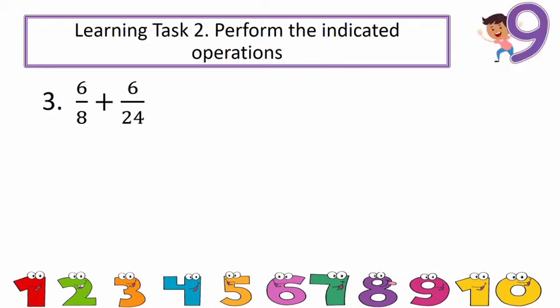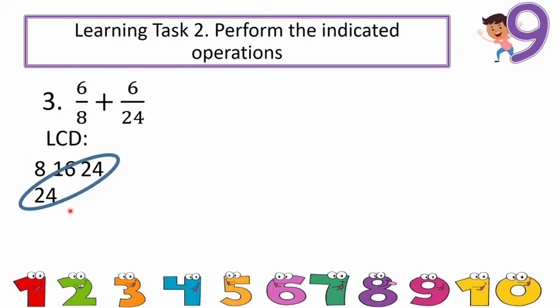Now for number 3, we have here 6 over 8 plus 6 over 24. So we get the LCD. We list down the multiples of 8. So we have 8, 16, 24. Then stop at 24 because the second denominator is also 24. So the LCD is 24.